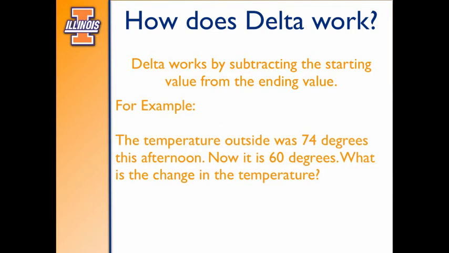The temperature outside was 74 degrees this afternoon. Now it's 60 degrees. What is the change in temperature, or delta T? So delta T is still ending minus beginning. In this case, I have 60 minus 74, which gives me negative 14. So delta T in this scenario is negative 14 degrees.